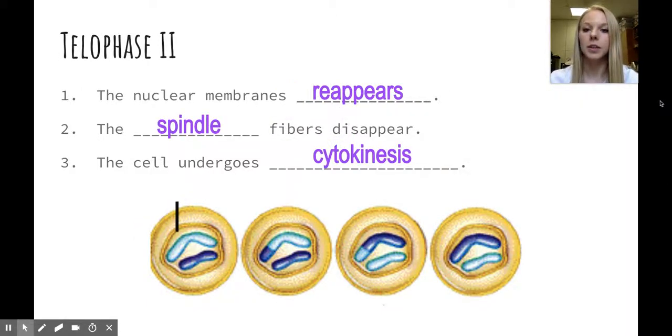Finally, in telophase II, our nuclear membranes reappear in each of the 4 new cells, the spindle fibers disappear, and the cells all undergo cytokinesis. So we are left with 4 genetically different haploid daughter cells. Your fifth keyword is twice.